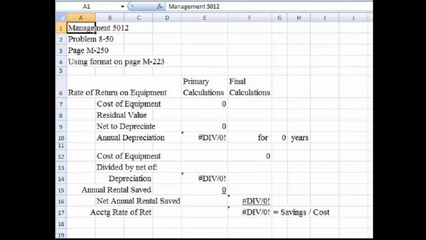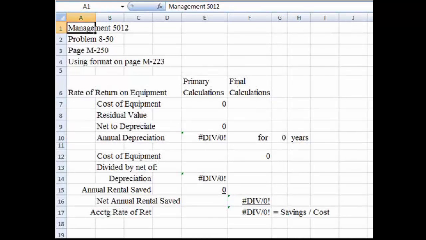Problem 8-50 on page M-250 uses the format from page M-223. While the format on your screen seems complicated, it's really not all that bad. Basically, what this format does is to determine the percentage of savings earned when using purchased equipment that normally would have been rented. It's another way to determine a course of action which might be better for the business.